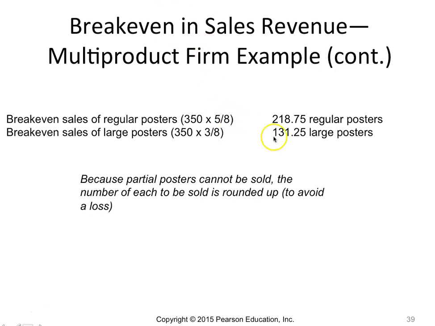So 5 out of 8, we're going to have 219 regular posters and 131, or 132 it should be, because we don't have a quarter poster. That'll be the break-even point for us to make the sales. So you always round up, even if it's 22.25, you always want to round up.